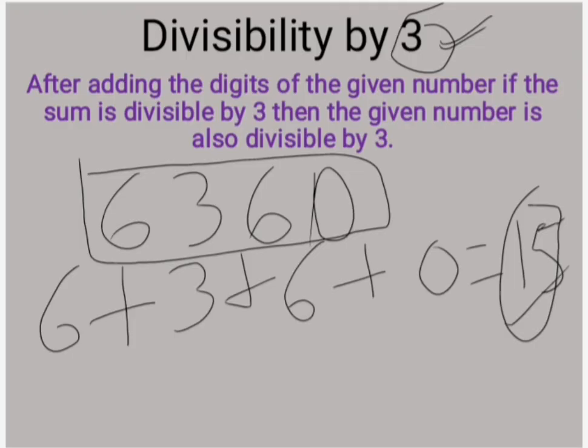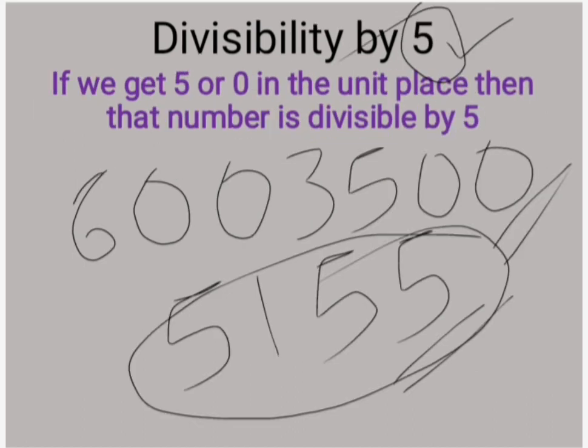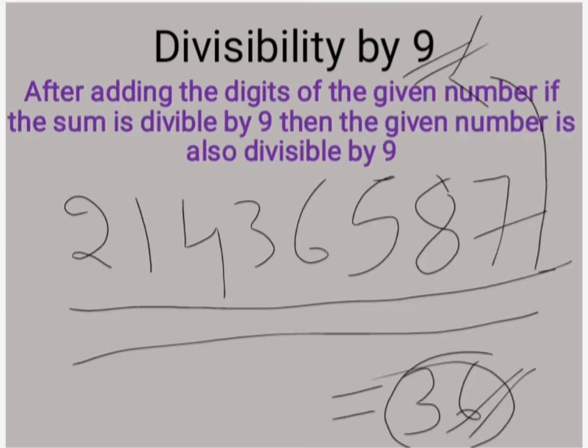Next, divisibility by 3. After adding the digits, if you get a sum which is divisible by 3, then the given number is also divisible by 3. Next, divisibility by 5. If the unit place of the number is 0 or 5, then the number is divisible by 5. Next, divisibility by 9. If the number after addition of the digits is divisible by 9, then the given number is also divisible by 9.